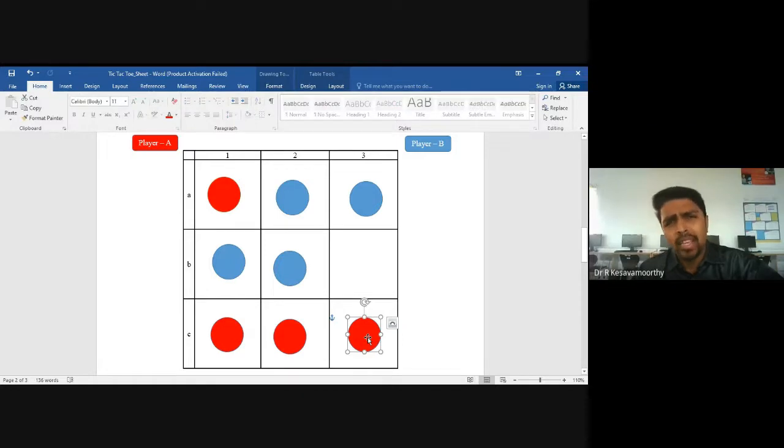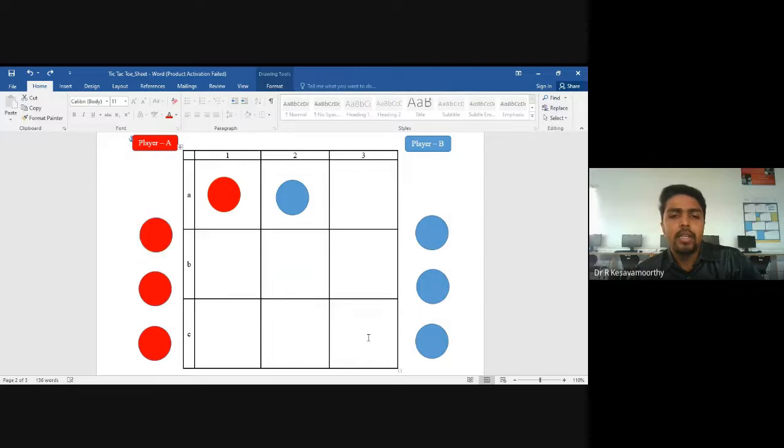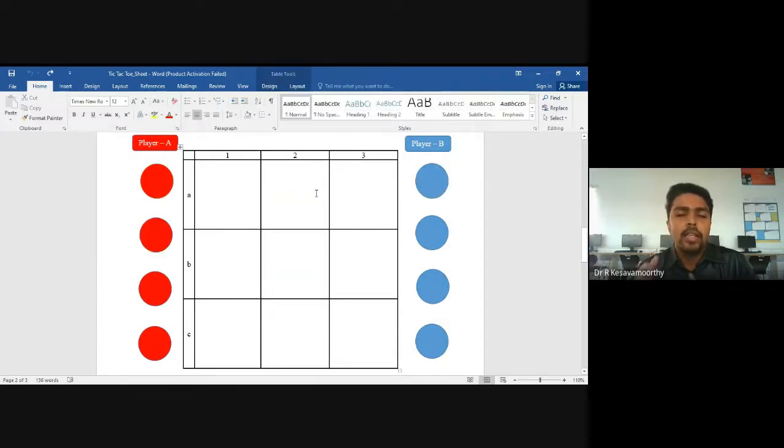So this will not be the case always, right? Player B can be any person, and the moves may differ also. So in that case, I'm going to repeat it. Let's play another time. And as I said initially, it is going to be player A who always starts, which means the first move will be from player A.